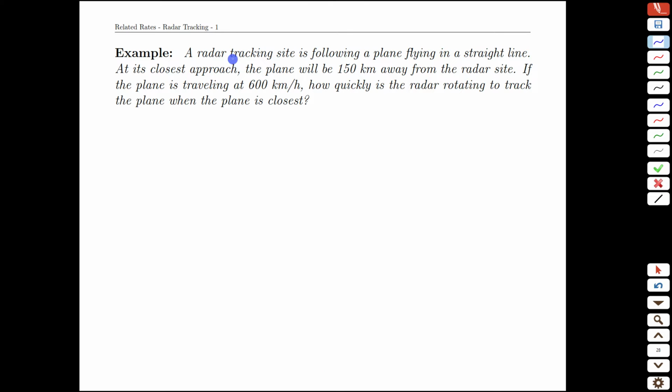In this related rates example, we have a radar tracking site that is following a plane that's flying in a straight line. At its closest approach, the plane will be 150 kilometers away from the radar site. So what we're imagining here is that we have a radar site that's tracking a plane. At its closest approach, the plane will be 150 kilometers away. Meanwhile, the plane is traveling at 600 kilometers per hour.